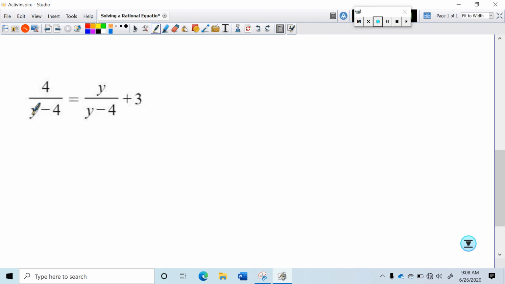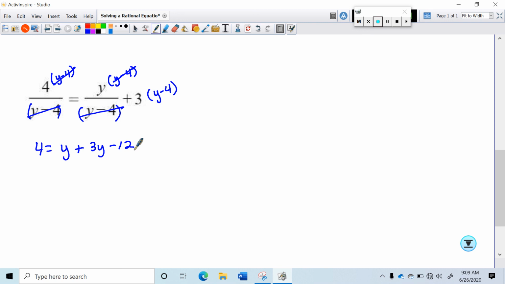Okay, the next one. My binomials are y minus 4. I put that with each term. Top family cancels with bottom family. So 4 equals top cancels with bottom, y plus multiply 3 times y is 3y. 3 times negative 4 is negative 12. This is 1y here. So I've got 4 equals 1 plus 3, 4y minus 12. I'm going to add 12 to both sides.